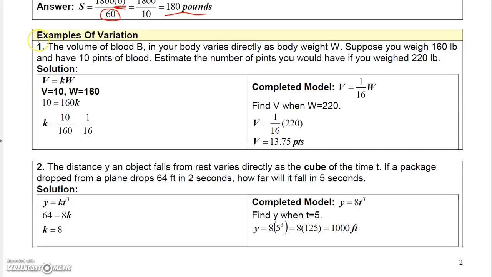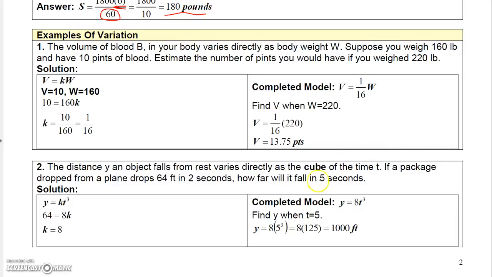Now these first two problems, examples of variation, go ahead and read those on your own. Freeze the video if you need to and try to work them. And then I've got the answers there. But like I said, these two are fairly simple. The first one is an example of direct variation. And the second one also is an example of direct variation.